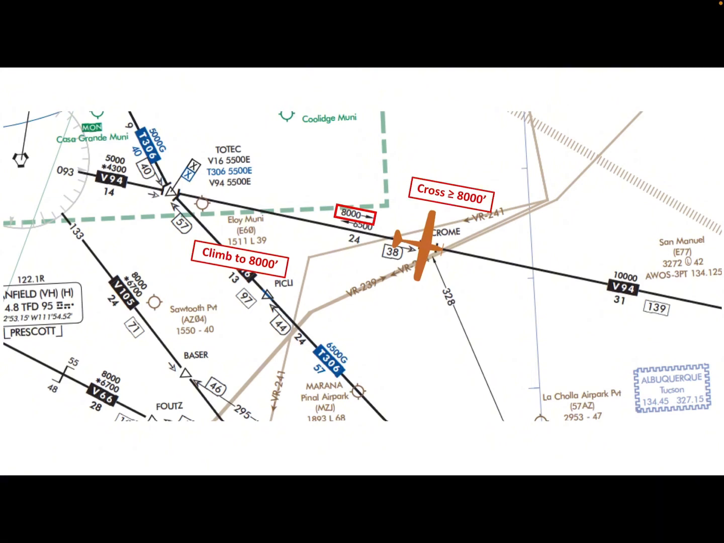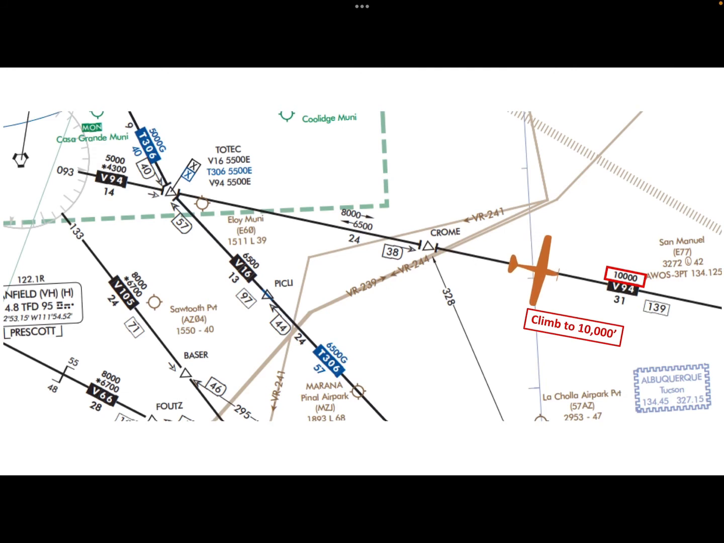Then we reach the intersection of Chrome. Once we reach Chrome, there is no minimum crossing altitude listed. You don't see a flag with an X in it. So that means we only need to cross above the previous MEA, which is 8,000 feet, before, again, immediately beginning a 200 feet per nautical mile climb to the next MEA, which is 10,000 feet. You may also see something called an MEA gap, which tells you that there is an authorized break in signal coverage, and we'll talk about that a little bit later.